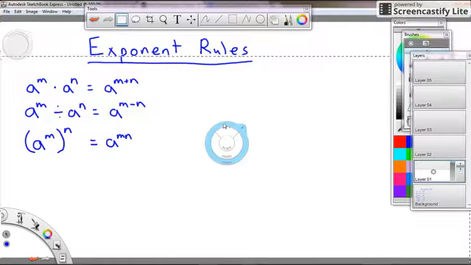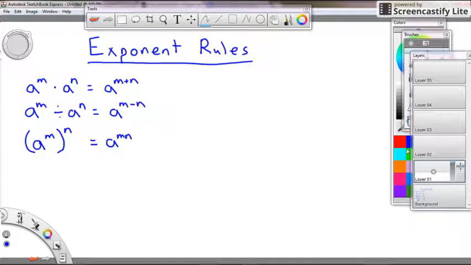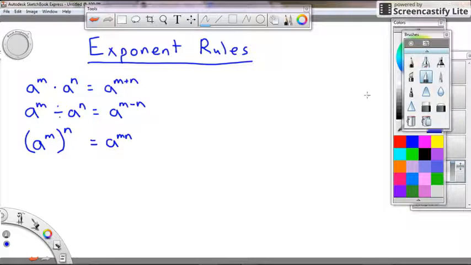Raising a power to a power. This says that if you have a power and you raise it to a power, you can just find the easy answer by multiplying these two exponents. That's what this gobbledygook here says. So if I have 3 to the 6th power and I raise that to the 2nd power, 3 to the 6th times 3 to the 6th, my answer is going to be 3, same base, to the 6 times 2, which is 12th power.